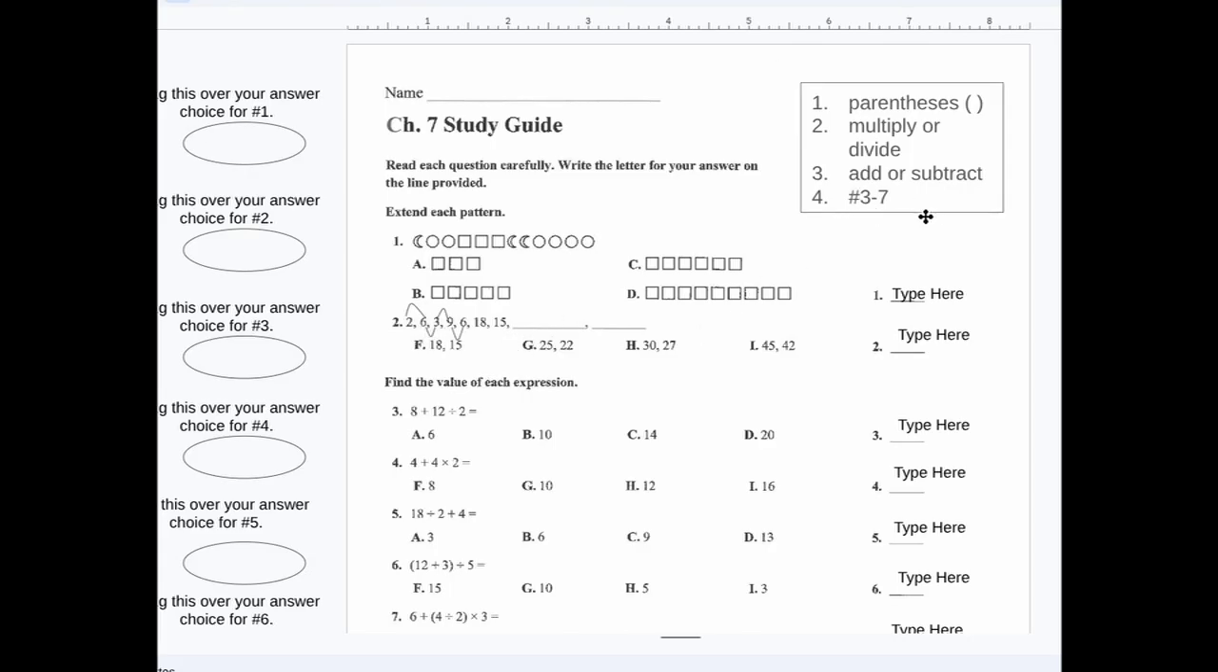Okay, for numbers 3 through 7, you need to write this down. I want you to write this down right now. And if you need to pause the video for them to write that down, you guys can just put the signs.